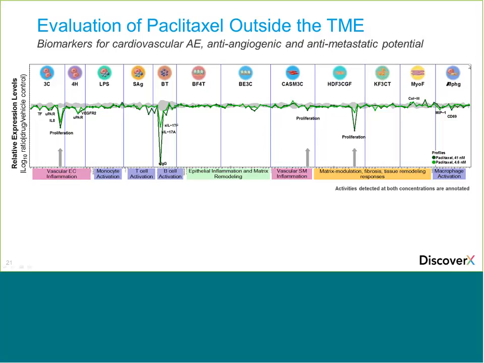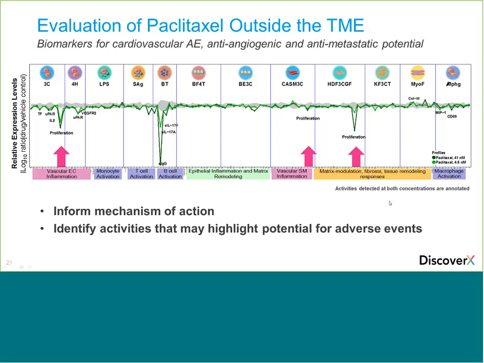So outside the context of the human TME, paclitaxel actually showed an inhibition of proliferation for either vascular epithelial cells or vascular smooth muscle cells, both of which are indicative of or associated with a cardiovascular adverse event. However, this was something that was not observed in the human TME, again, allowing one to position that drug for a particular indication, in this case, of course, for oncology systems.